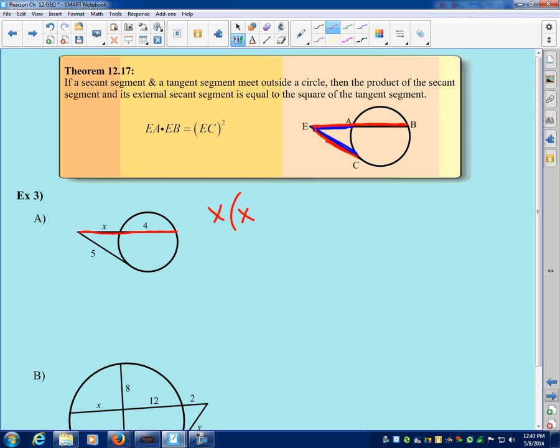Yeah, 4 plus X or X plus 4, not to be confused with 4 times X, right? And then equals, the outer segment is X squared, and then the whole segment is also 5. I actually don't worry about the squared. I just treat this like it's the previous theorem. Right, 5 times 5.